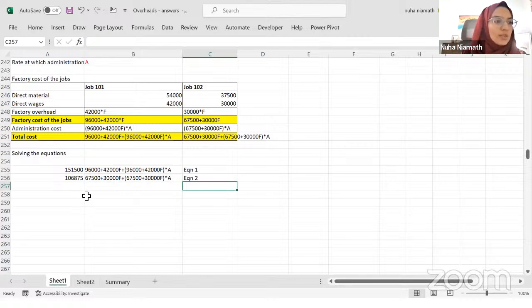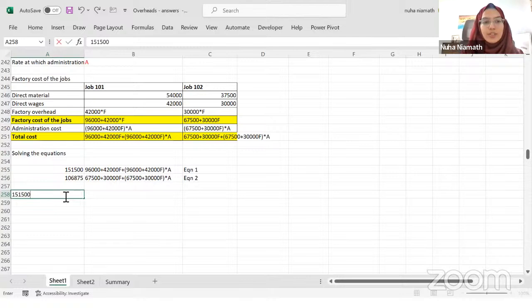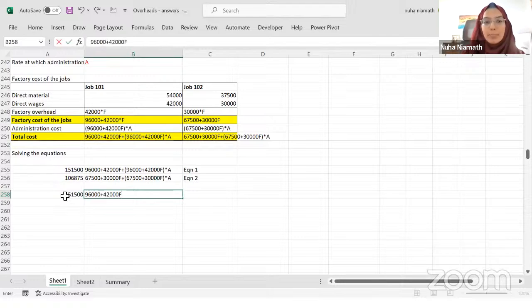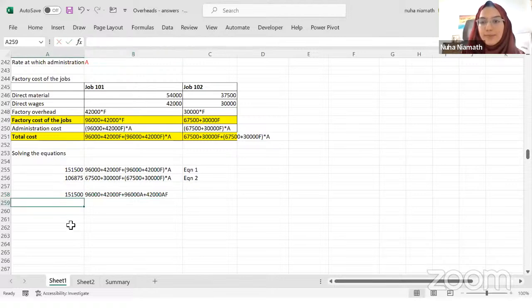But what we can do is first, let's open the brackets. So how do we do that? Let's talk about equation 1. So equation 1 will be 151,500 is equal to 96,000 plus 42,000 F plus 96,000 A plus, I'm opening the brackets, okay, plus 42,000 AF. Correct? I hope everybody is following.